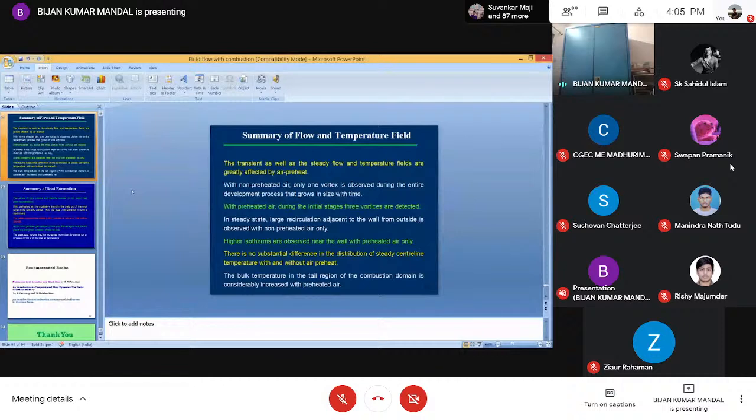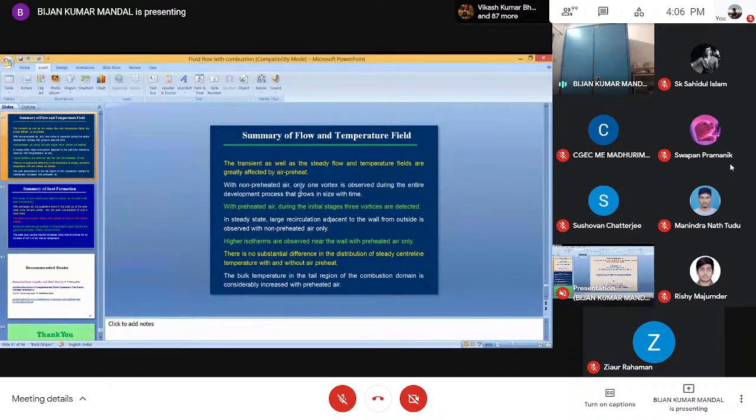So what you have seen, transient as well as steady state temperature fields are greatly affected by reactivity. Whenever you use preheated air instead of non-preheated air, the flow field, that is the velocity distribution, as well as the temperature field will change. And change means there is a pattern change, not only the value, the pattern change.